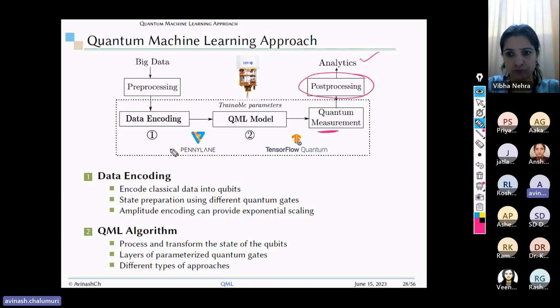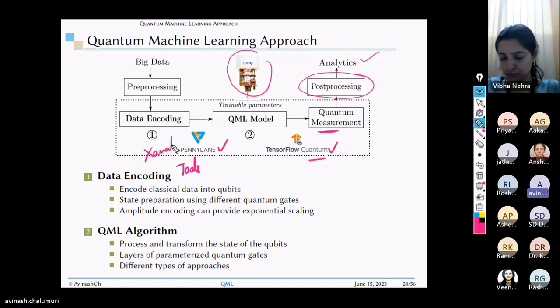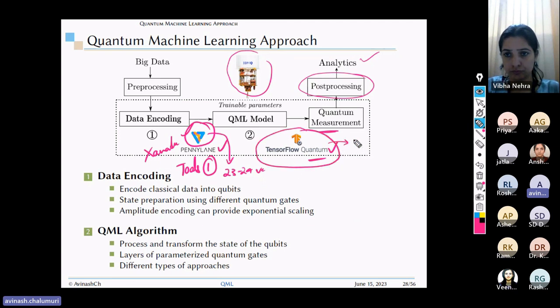In order to do this, and to work on the IBM quantum computer and others, you need some tools. PennyLane is such a framework, and TensorFlow Quantum by Google is another. PennyLane is by Xanadu, and I personally like it. It is very easy to use, and I have used it from the initial version. Now it is in the 23rd or 24th version; I started using it from version 1. And TensorFlow Quantum by Google is very powerful.